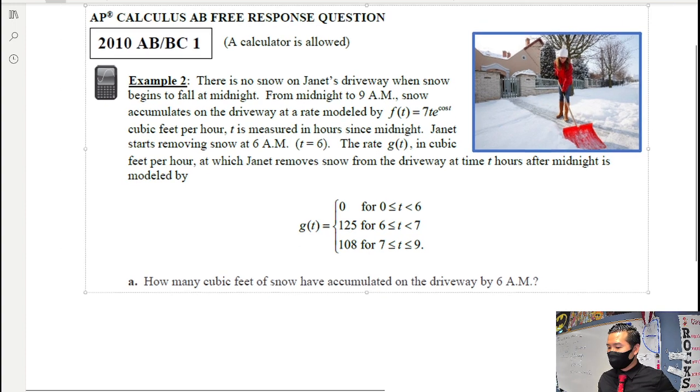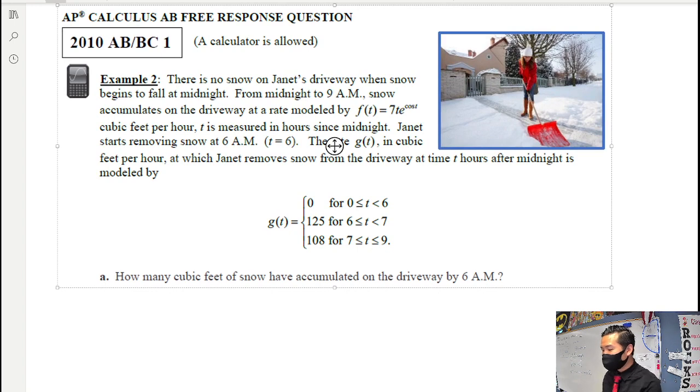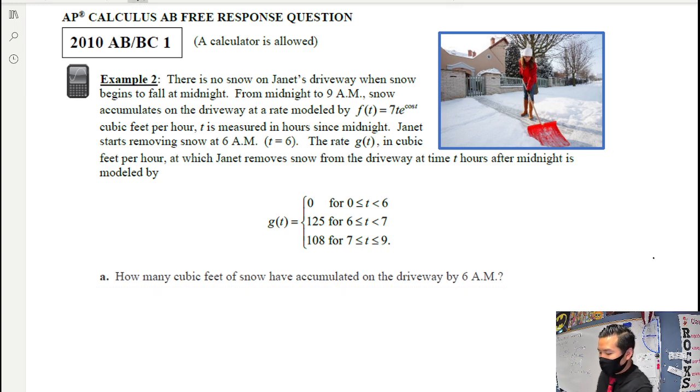Come up with an idea of what you would write down for your answer for this one. So the interval, is it... Yeah, how much snow has accumulated on the driveway by 6 a.m.? Remember, we're starting at midnight, and t is measured in hours.